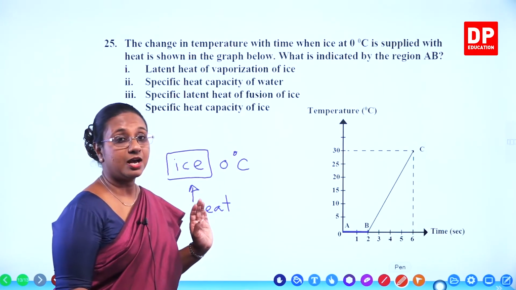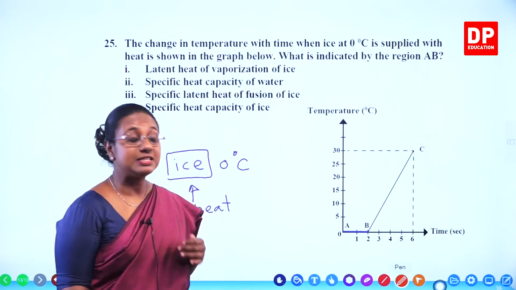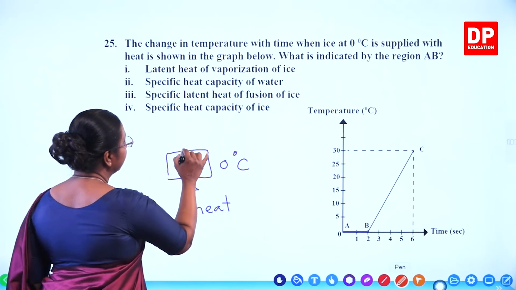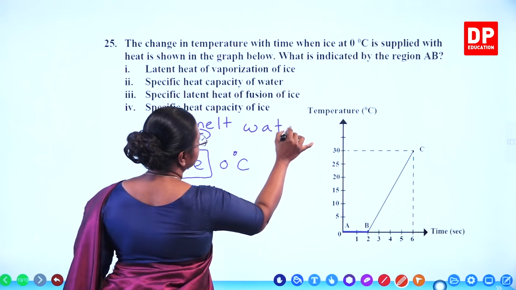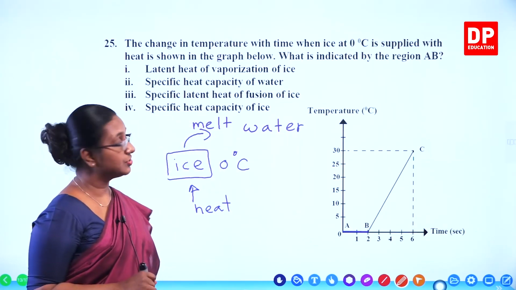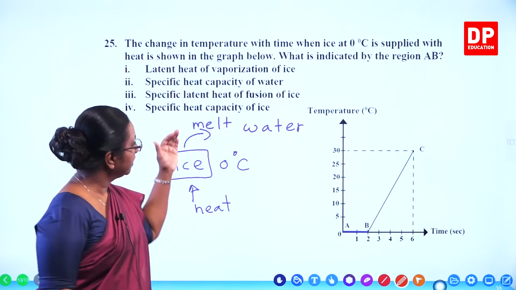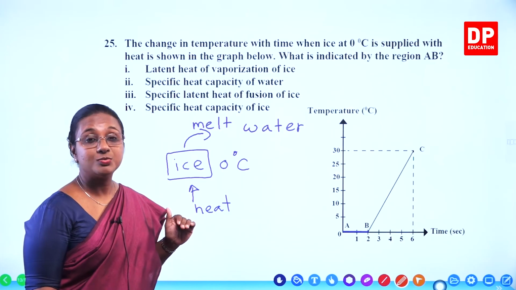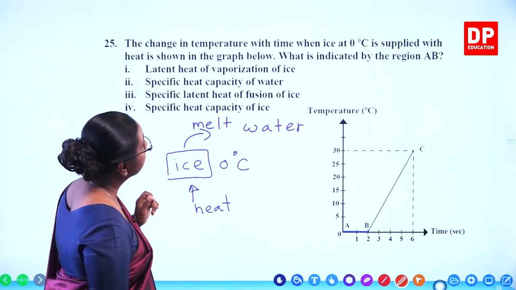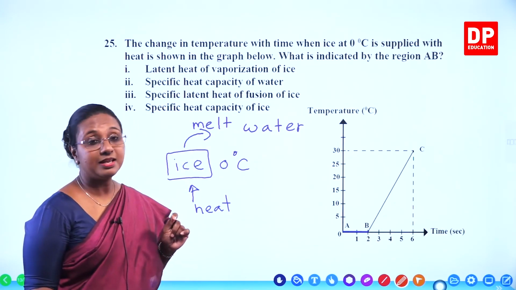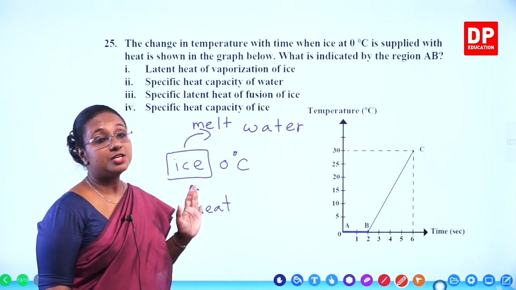So what happens there? You provide heat, but there is no change in temperature. So there will be a state change. Ice will melt and become water. That is fusion of ice, or melting of ice. So the heat absorbed, what is that called? That is the latent heat of fusion. So you can see what is indicated by the region AB. The first option is the latent heat of vaporization of ice.